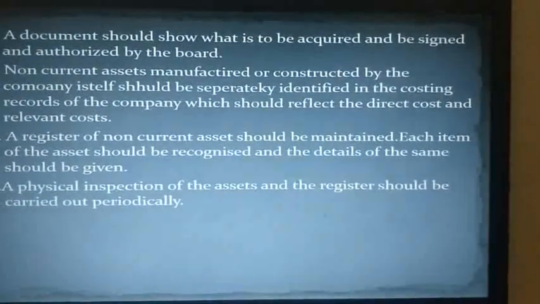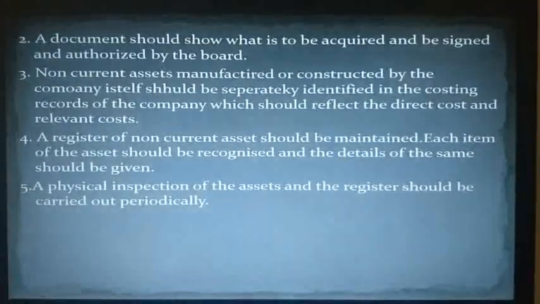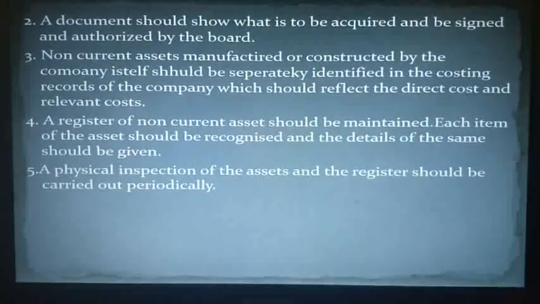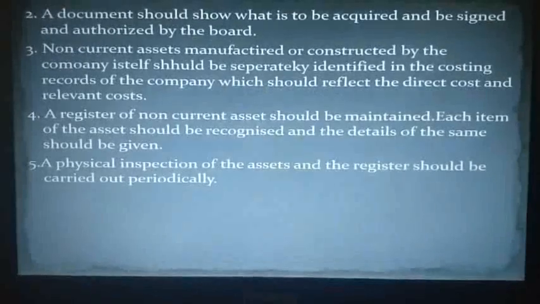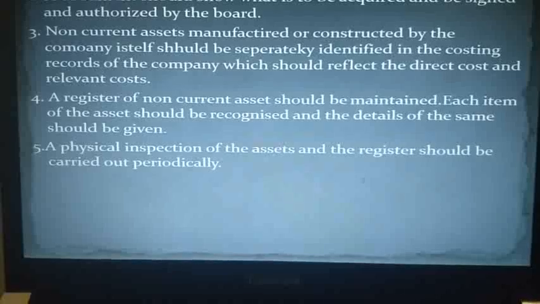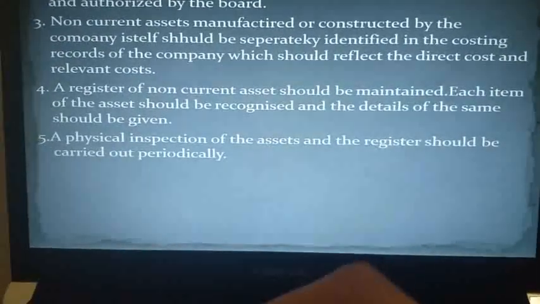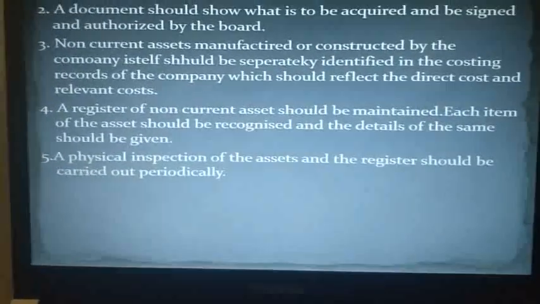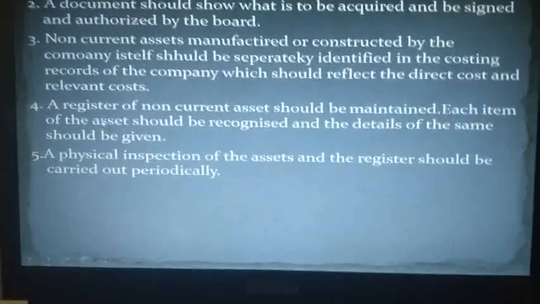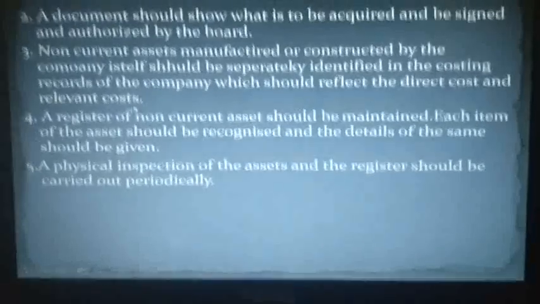Okay. Non-current assets manufactured or constructed by the company itself should be separately identified in the costing records of the company, which should reflect the direct cost and the relevant cost. Okay, whatever the non-current assets are, whether manufactured or constructed by the company itself, they should be separately identified in the costing records. There will be a separate record, the costing records of the company, which should reflect the direct cost and the relevant cost. What is the cost which is directly coming into existence, and what are the relevant costs.